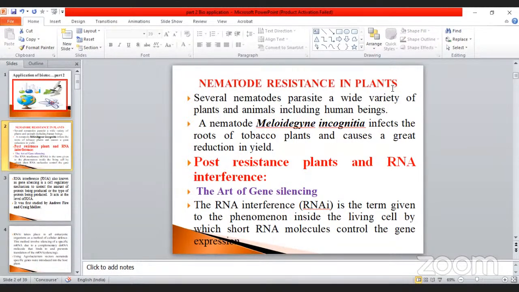See there, one by one. Several nematodes parasitize. What is the meaning of parasite? Already you know about it. The host is also alive, isn't it? Parasite, saprophyte, symbiosis. These are the three types of heterotrophic nature. A parasite is an organism where the host is also living, and it lives along with the host. Such organisms are called parasites.